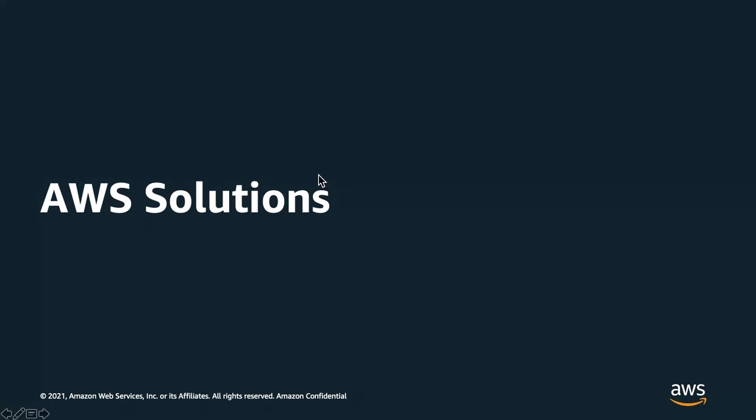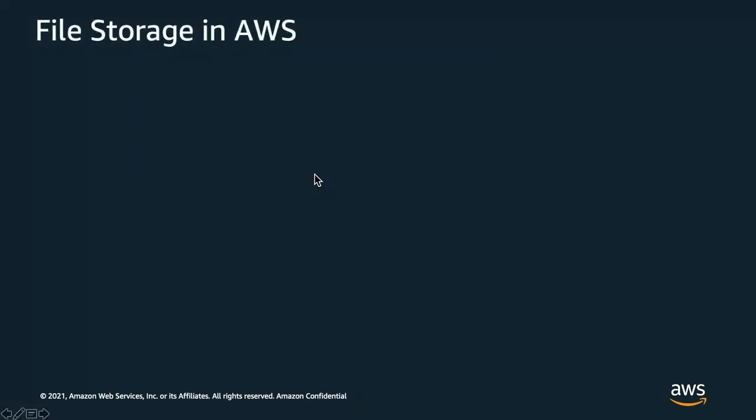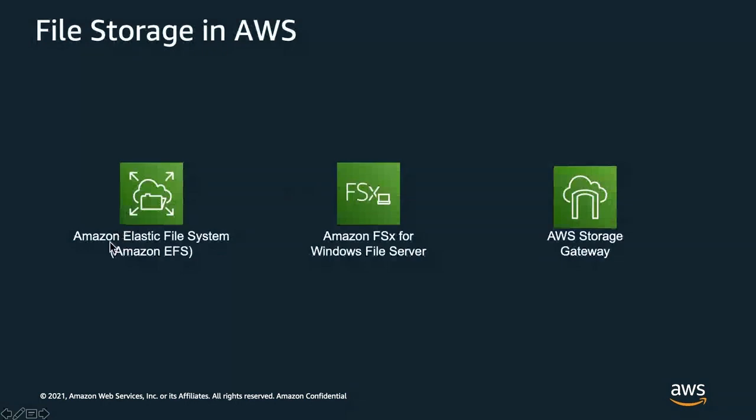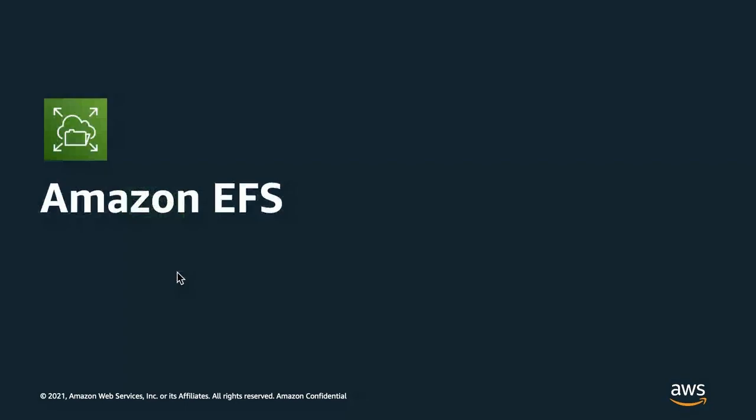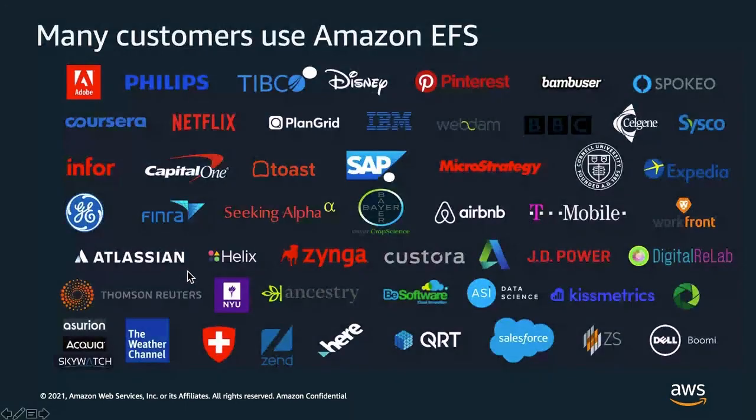AWS has very rich solutions that can solve all these problems. The file storage that's available in AWS comes in the form of Elastic File System, also called EFS, Amazon FSx for Windows File Server, and AWS Storage Gateway. And today we are going to dive deep into all three of them. Alan is going to demonstrate at a high level how to create these file systems and use them. So let's start with Amazon Elastic File System, EFS.